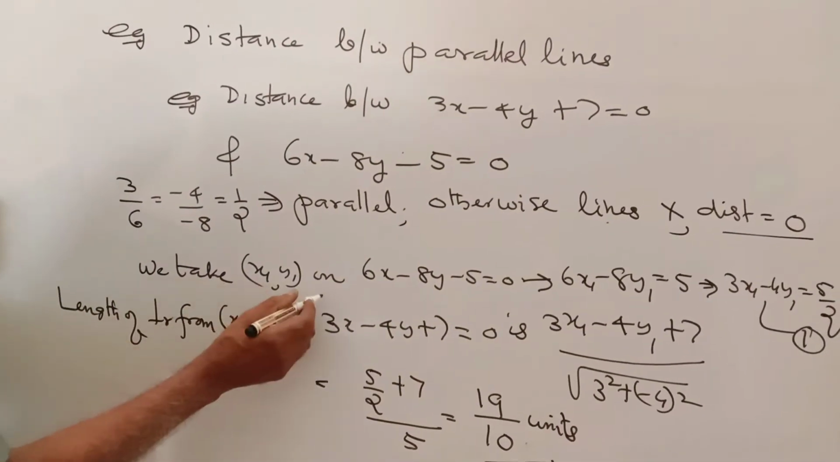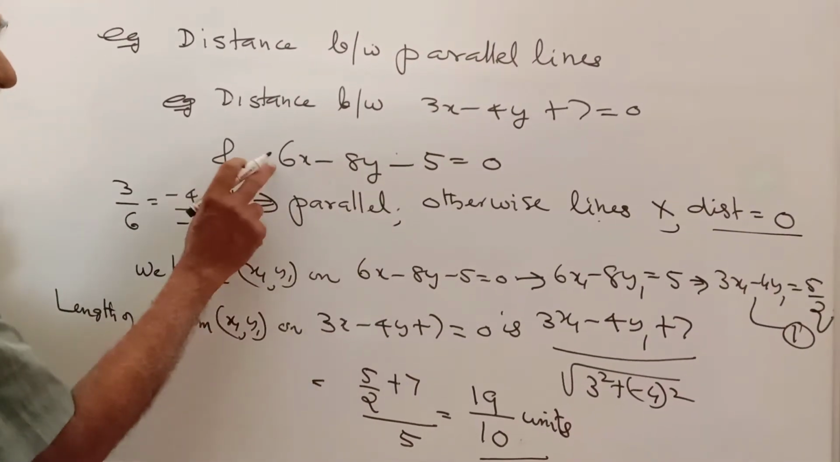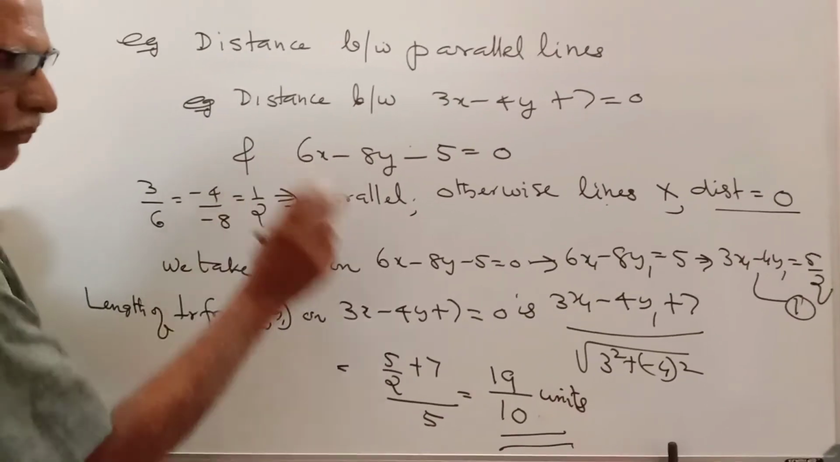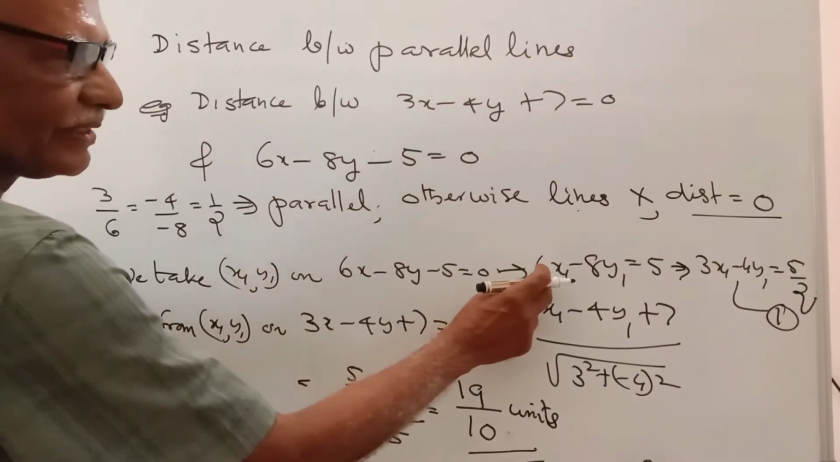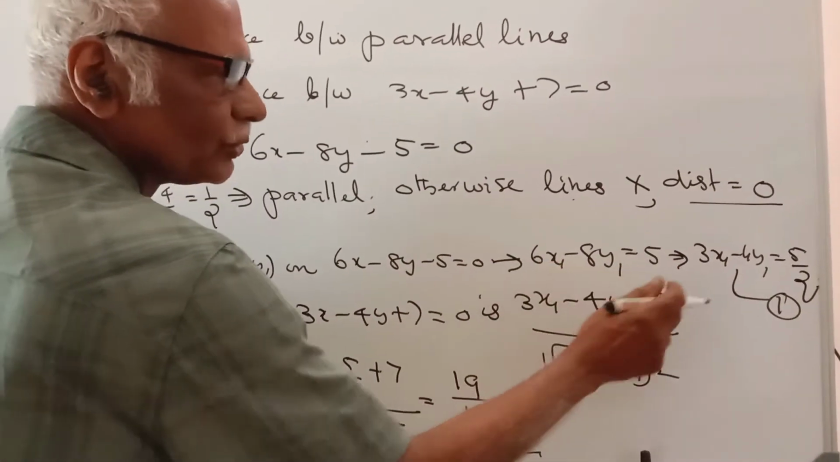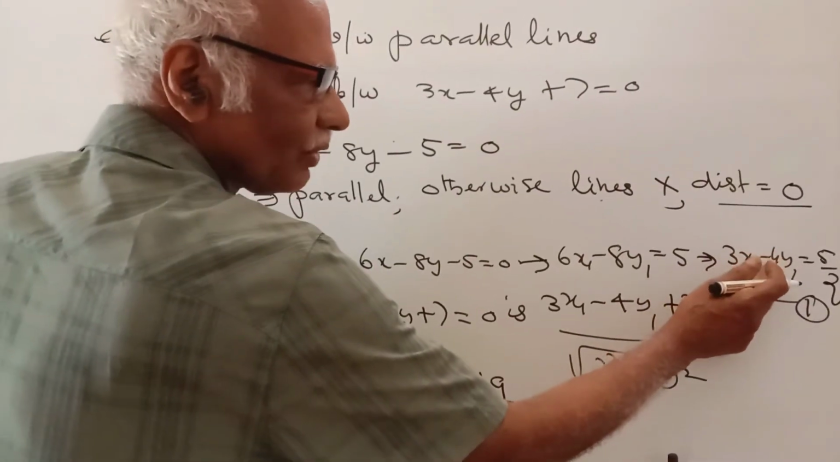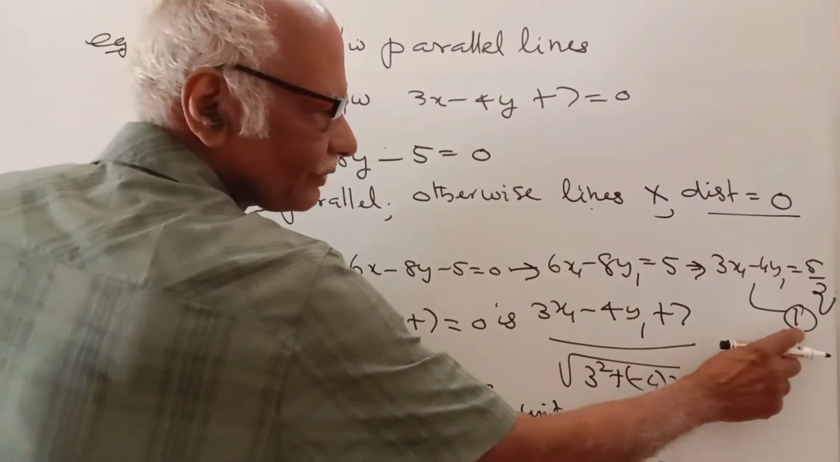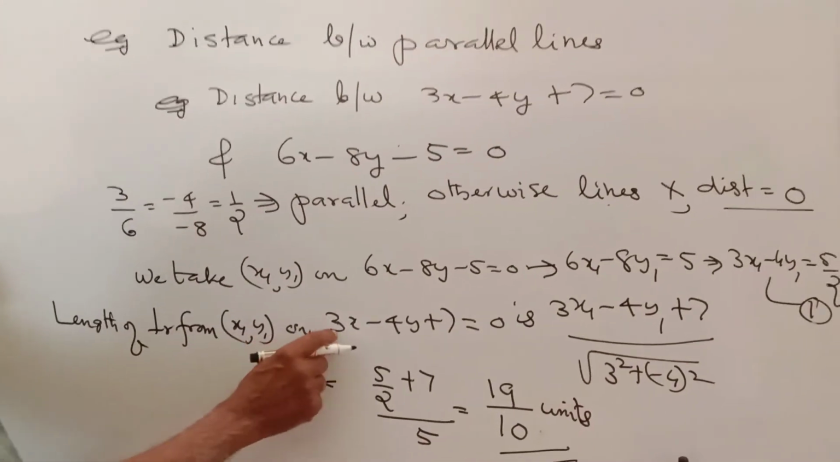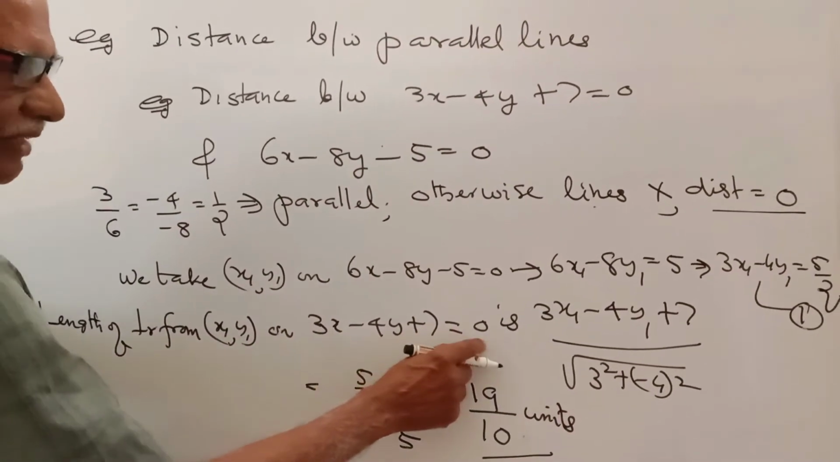Now we take x1, y1 on one of the lines, say for example 6x minus 8y minus 5 equal to 0. We put x1, y1. So 6x1 minus 8y1 is 5. Dividing by 2, we get 3x1 minus 4y1 is 5 by 2. Result 1. Now, the length of the perpendicular from x1, y1 on 3x minus 4y plus 7 equal to 0.